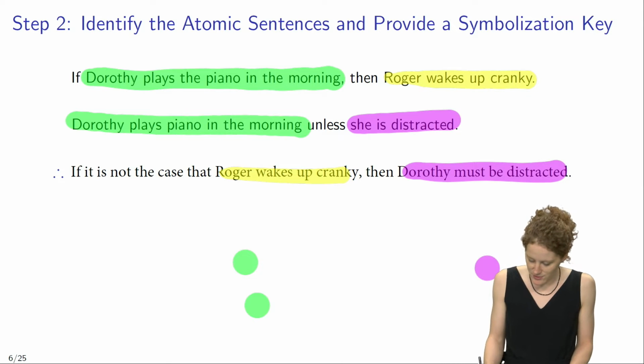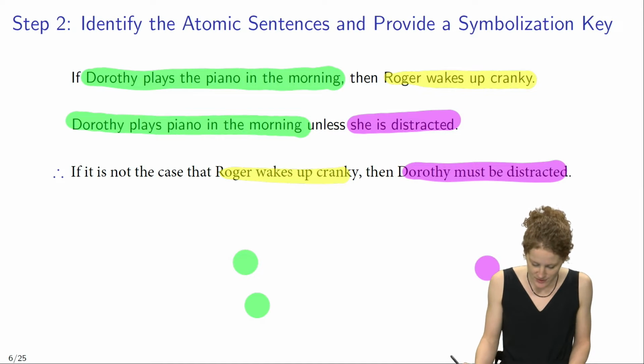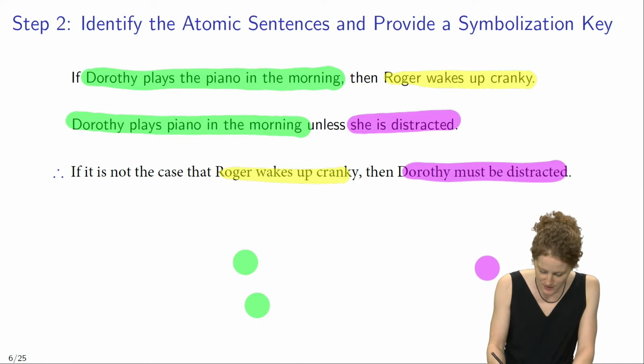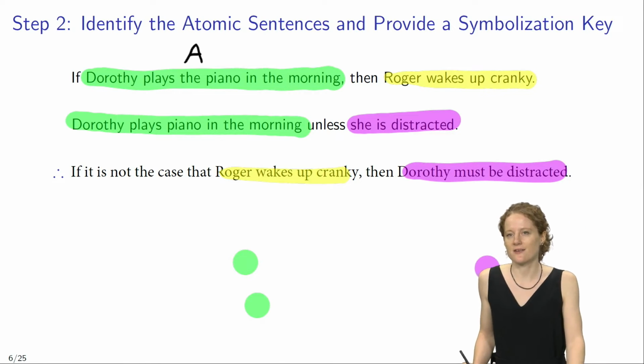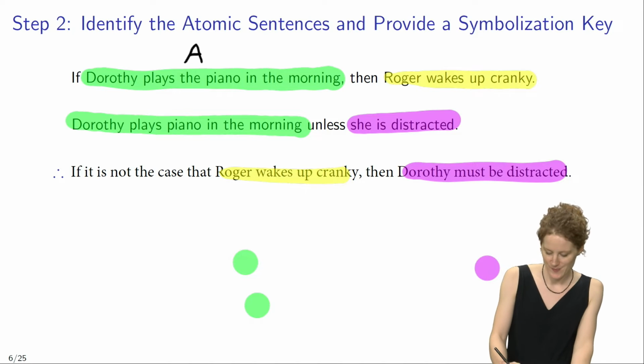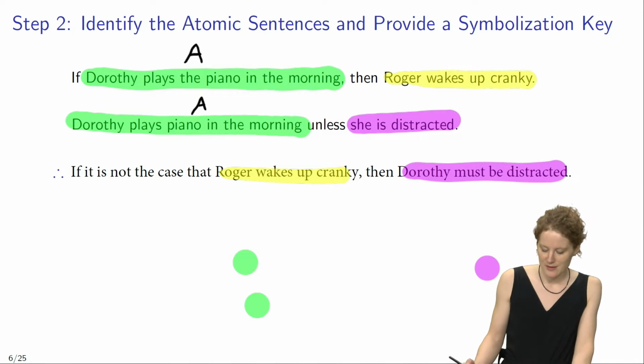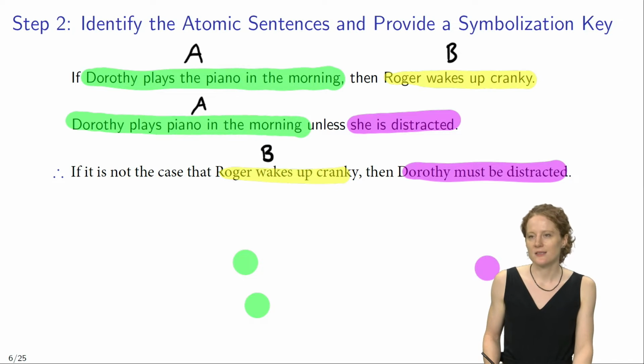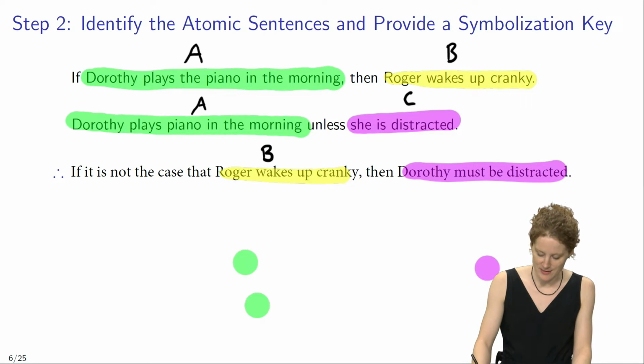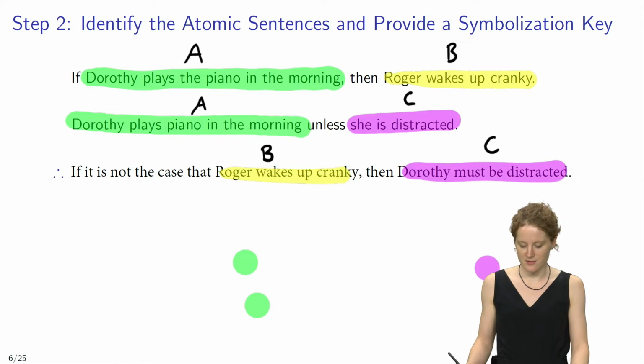Next, let's introduce a symbolization key. So how am I going to symbolize these three sentences? I'm going to choose the capital letter A to symbolize the sentence, Dorothy plays the piano in the morning. And I'm going to use the capital letter B to symbolize the sentence, Roger wakes up cranky. And I'm going to use the capital letter C to symbolize the sentence, Dorothy is distracted.